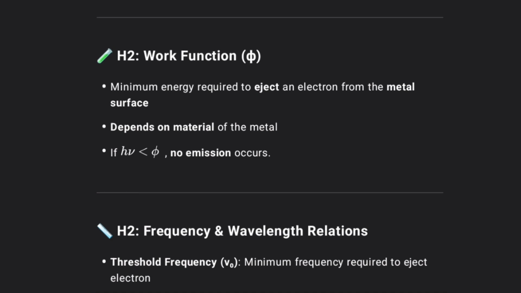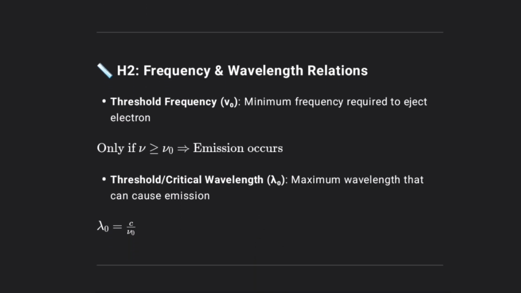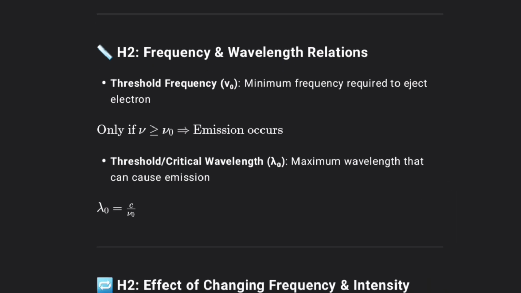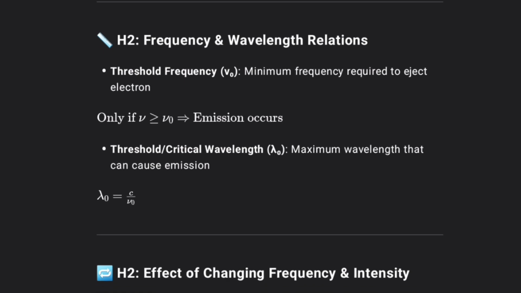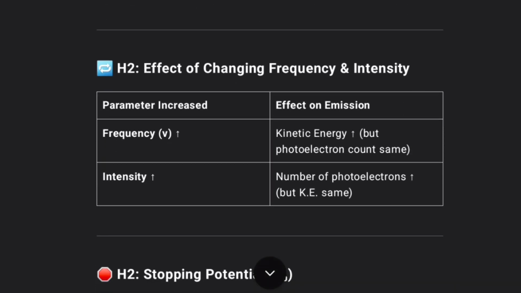Frequency and wavelength relations. Threshold frequency nu zero is the minimum frequency required to eject an electron. Emission occurs only if nu is greater than nu zero. Threshold wavelength lambda zero is the maximum wavelength that can cause emission: lambda zero equals c over nu zero. Effect of changing frequency and intensity. Increasing frequency increases kinetic energy, but the photoelectron count stays the same. Increasing intensity increases the number of photoelectrons, but KE stays the same.